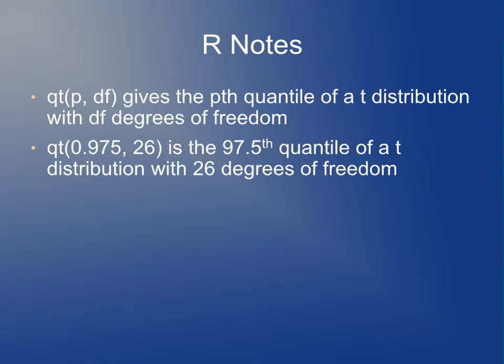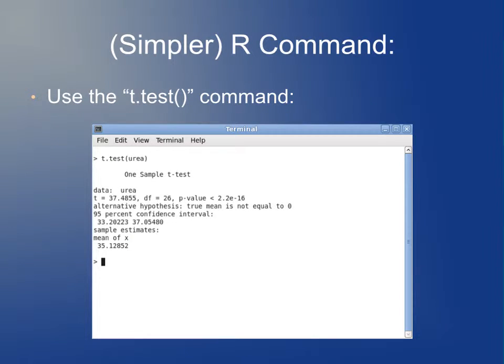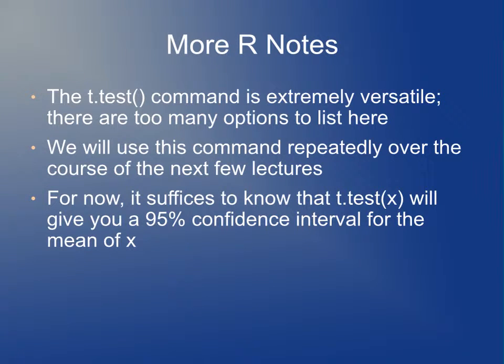There's another way to do this that requires less typing. It's the t.test command in R. If I just say t.test of Urea, see it gives me 95% confidence intervals that are identical to what I got when I used the formula directly. So in general in R, the t.test command's really versatile. There's tons of different options. I'm not going to list them all right now. We'll use it quite a bit over the course of the next few lectures. For the time being, if you use t.test without typing anything else, it'll give you a 95% confidence interval for the mean of x.